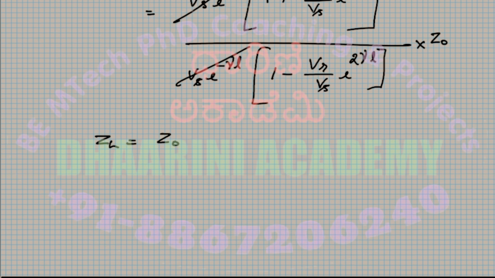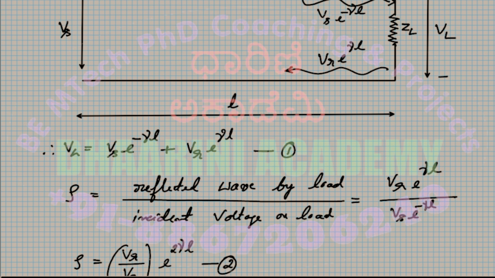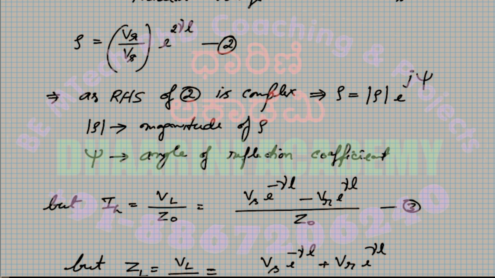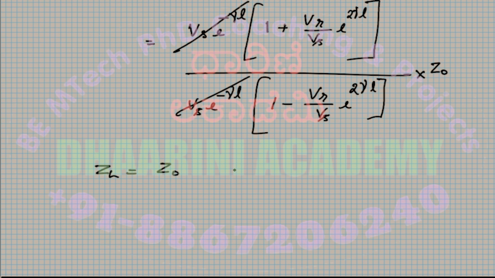You see this term, let's try to define the rho. Already we have written the rho here. You can see that from equation number 2, Vr by Vs e to the power 2 gamma L is rho. So let's substitute. From the above equation, we can see that this is 1 plus rho divided by 1 minus rho. So the ZL can be calculated using Z naught if you know the value of rho. That's the equation of ZL in terms of Z naught and rho, if you want to calculate ZL using them, you can use this.